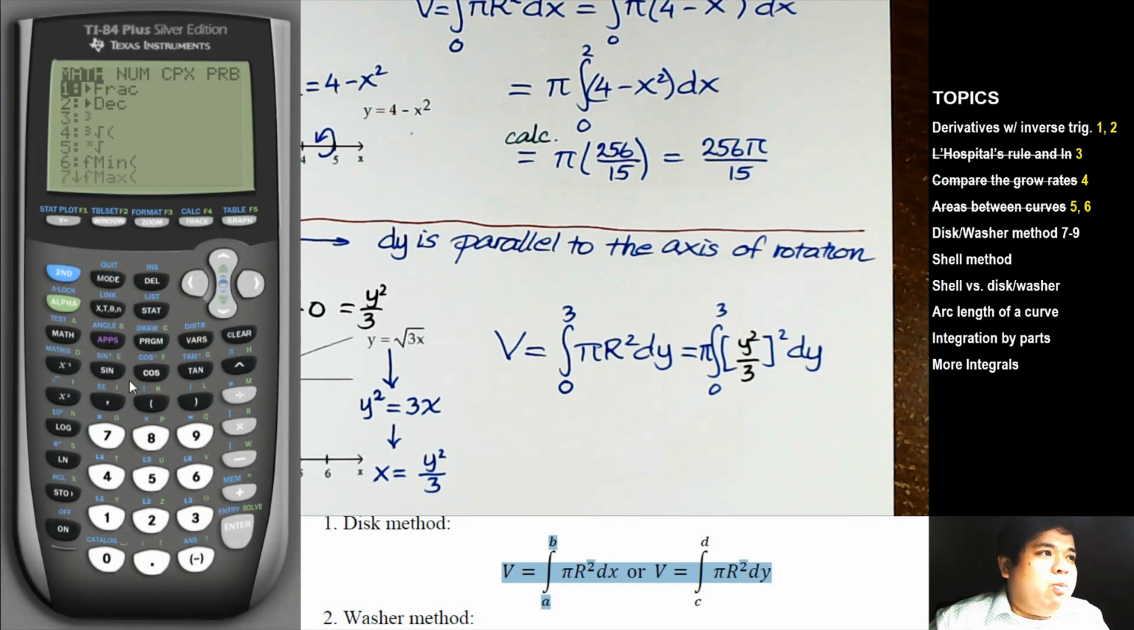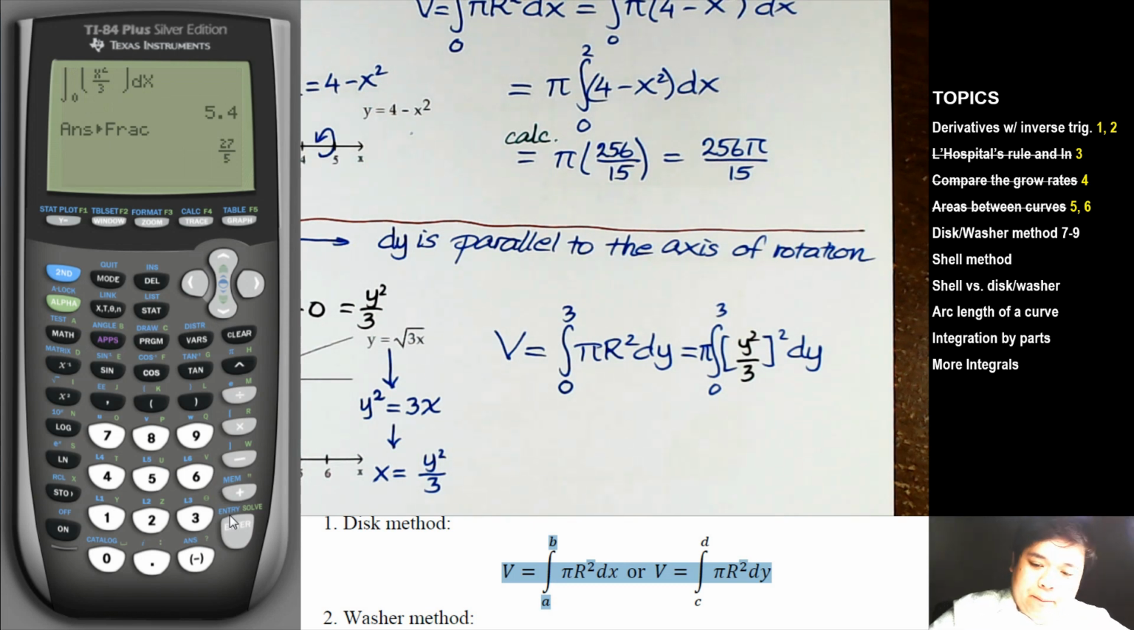So notice when we do the integration, we don't have to write y, any variable will do. By the way, if you need a fraction, hit alpha and y and then enter. Convert to fraction, and we get 27 over 5 pi. So that should not be a problem.